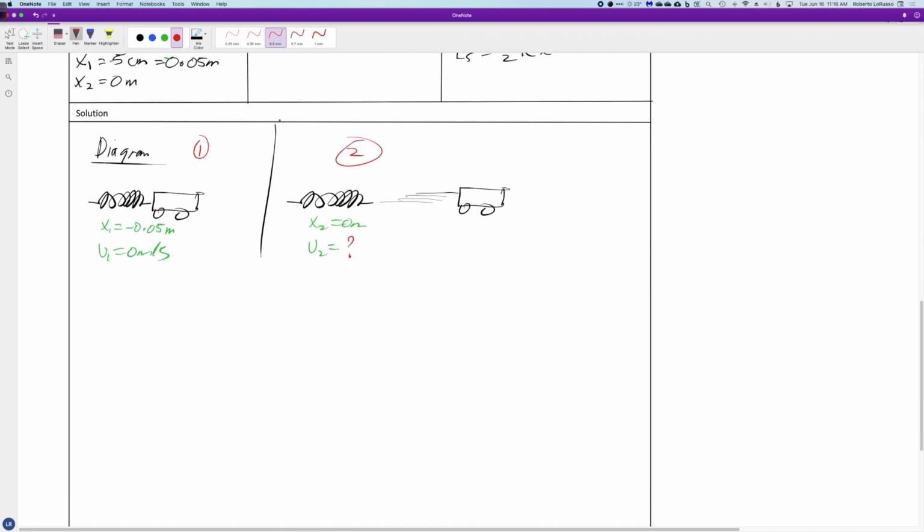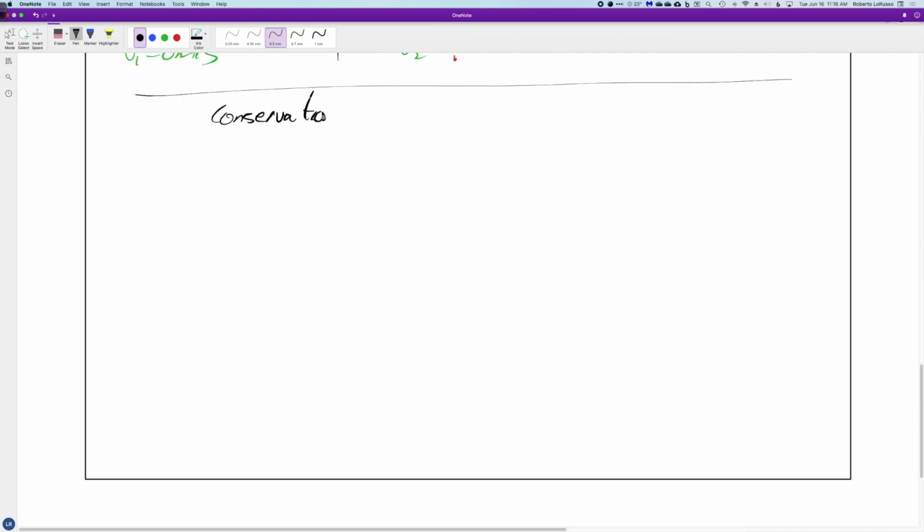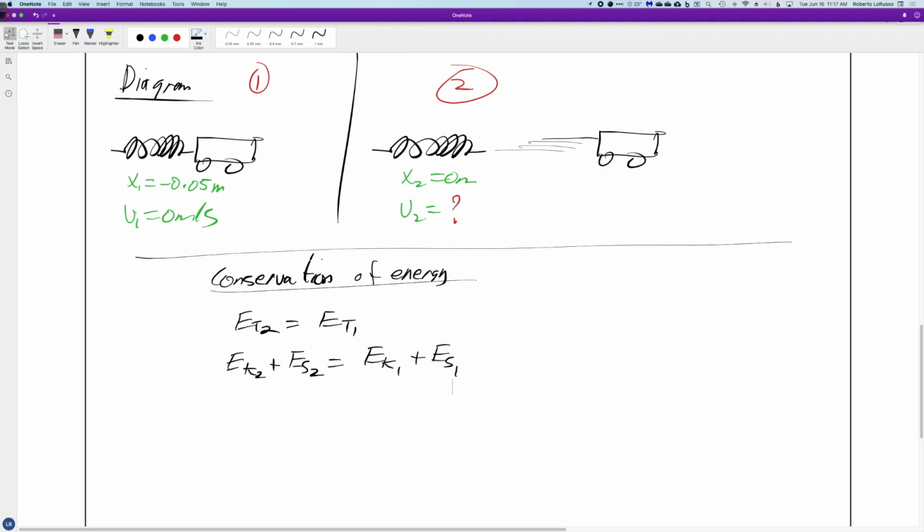So before and after. Using conservation of energy, the total energy at the end is equal to the total energy at the beginning. So we have kinetic energy plus the spring energy at the end. It's equal to the kinetic energy plus the spring energy at the beginning. Okay, and here are the rules. Again, if the speed is 0, that means there's no kinetic energy. So since V1 is 0, E kinetic 1 is 0, no kinetic energy.